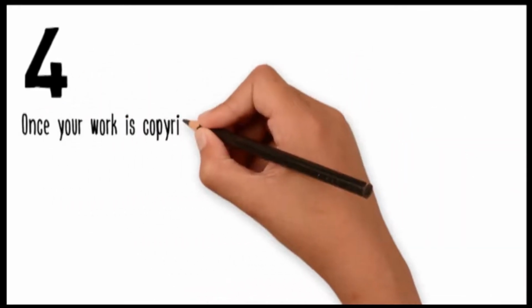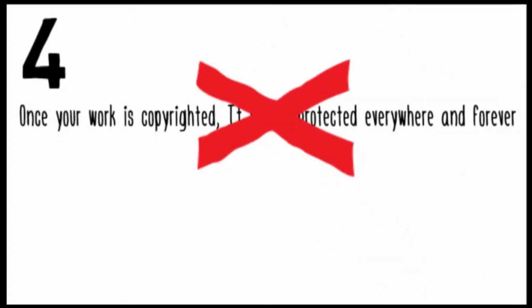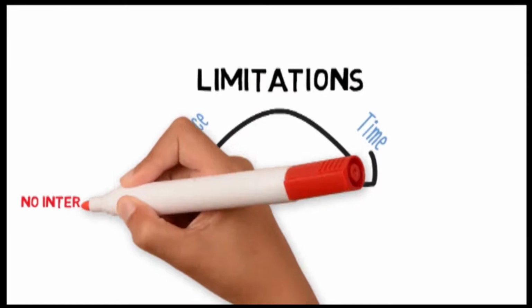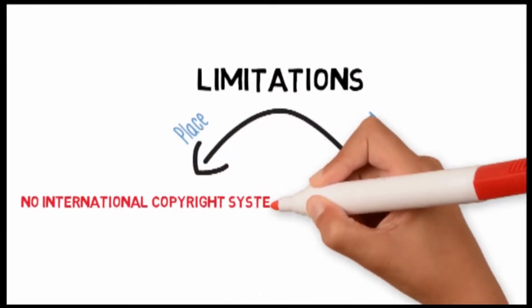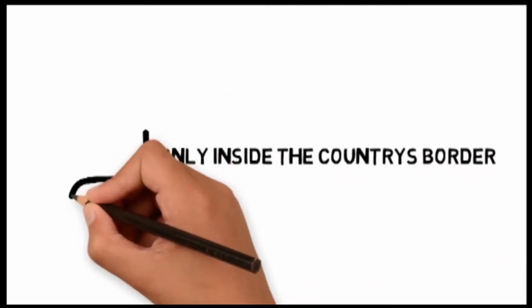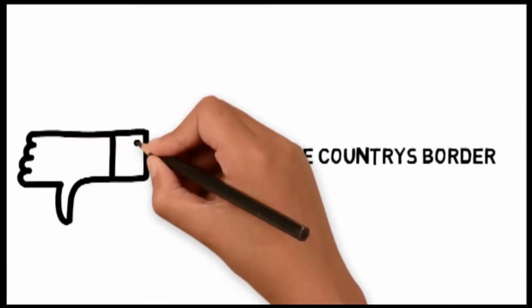Four. Once your work is copyrighted, it will be protected everywhere and forever. There are still some limitations in copyright law. Two of these are the limits of place and time. Sadly, there is no international copyright system. The laws and procedures for copyright protection are not the same worldwide. Copyright laws of one country are applied only within that country, so the work is protected only inside the country's border, not in other countries.